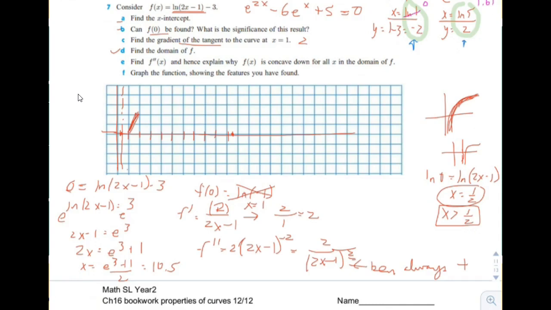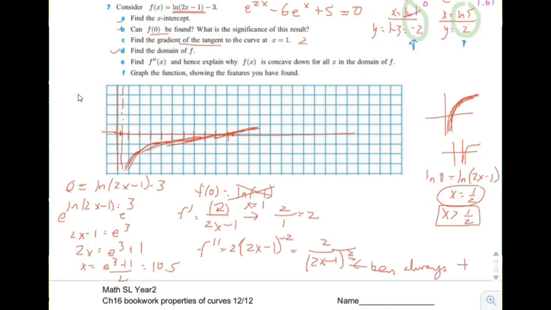Find the domain. We found the domain. Find f double dash, and we know that's concave down. Okay. So basically we're going to have something like this. It's going to go through this point, right? And then we know it's concave down, so something like this. And then when it gets to the asymptote, it's going to be at a tangent of -2, just like this. Okay? So something like that.